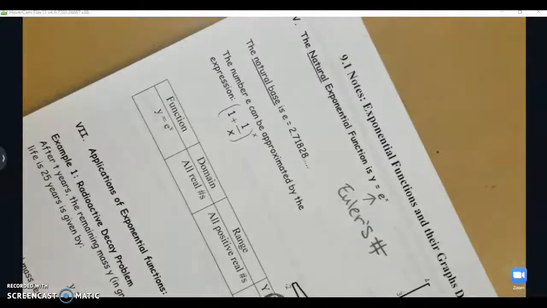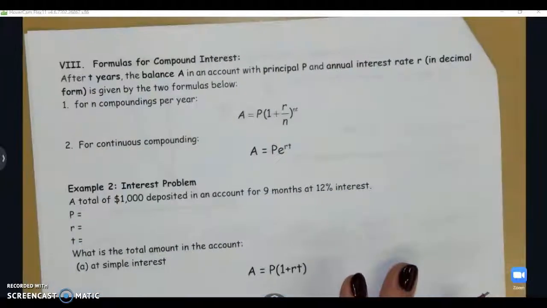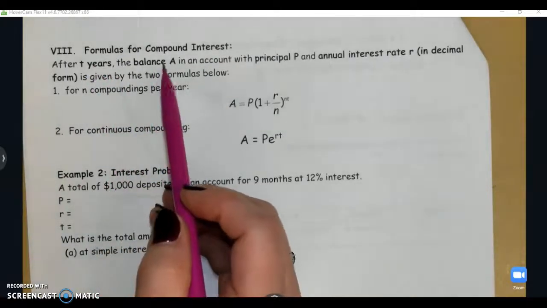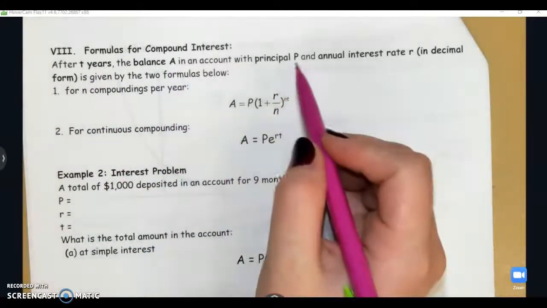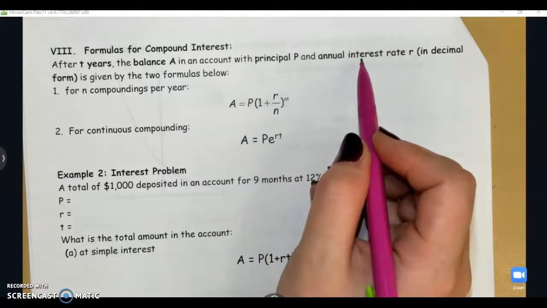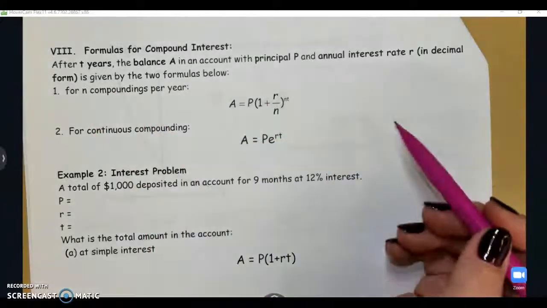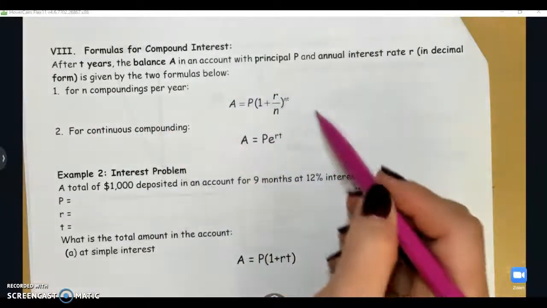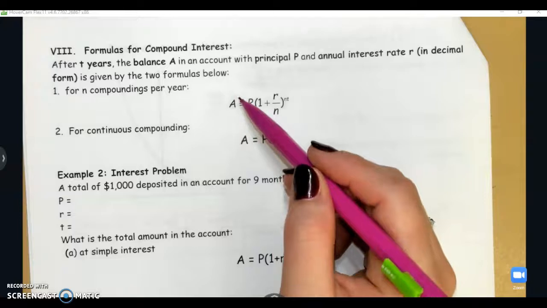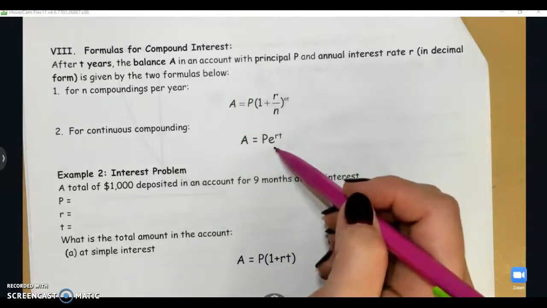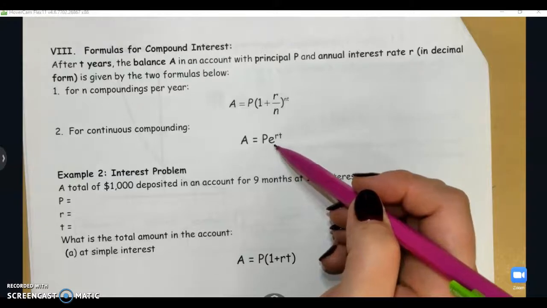Okay. Now the good stuff that you really care about, which is money. So compound interest. Our t represents years. Our current balance in the account is A. P is our principal. r is our annual interest, which we put in decimal form when it's in these formulas. And then our n is the number of times it's compounded per year. So here's our formula for the number of times compounded and compound interest. And when it's continuously compounded, that's when we use our e constant.